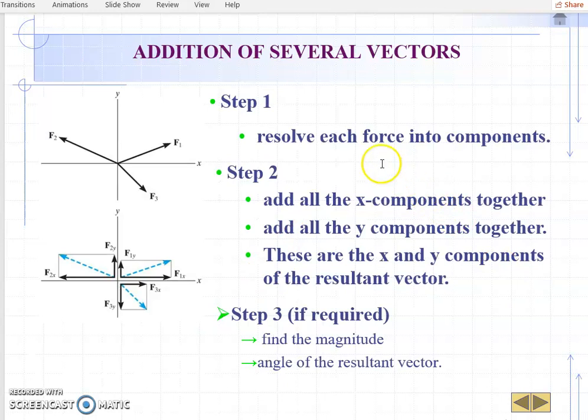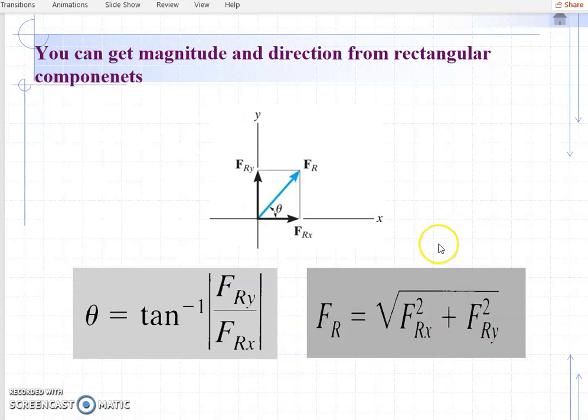So our method for doing multiple vectors is going to be: break each one into x and y parts, add all their x's, add all their y's, and then go back and do your right angle trig and Pythagoras if you need to find the magnitude and direction of the answer.